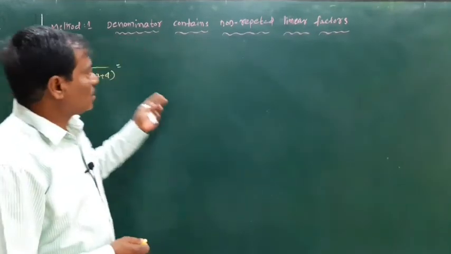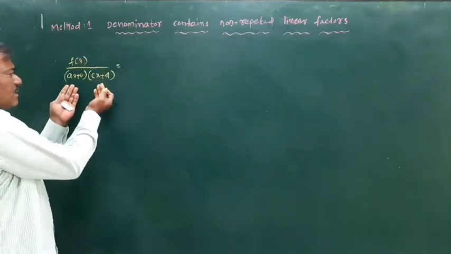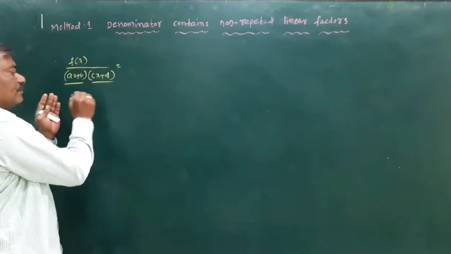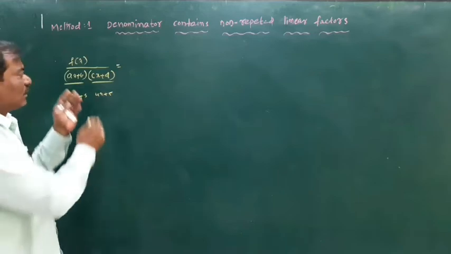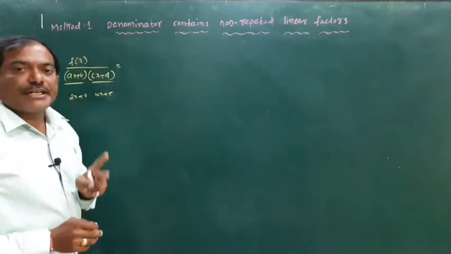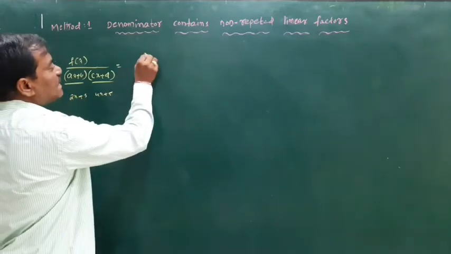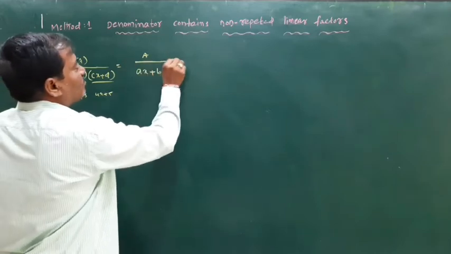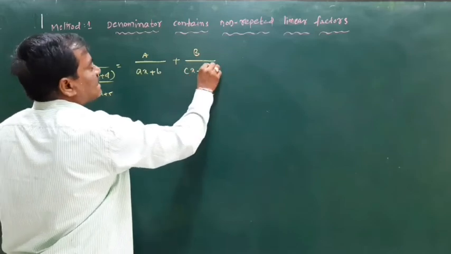Now this is an example. This is the given fraction. F of x we are taking as it is, but g of x we are taking as, for example, (2x plus 3)(4x plus 5). These are the two linear factors. If the given rational fraction contains two non-repeated linear factors, then we have to write capital A by (ax plus b) plus capital B by (cx plus d).